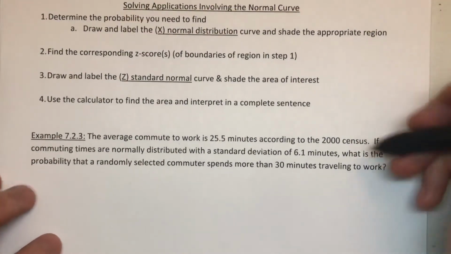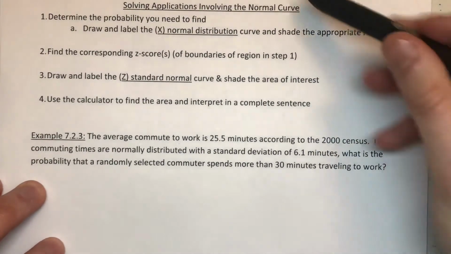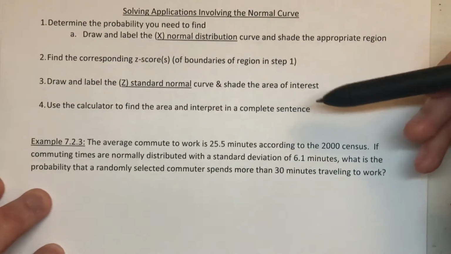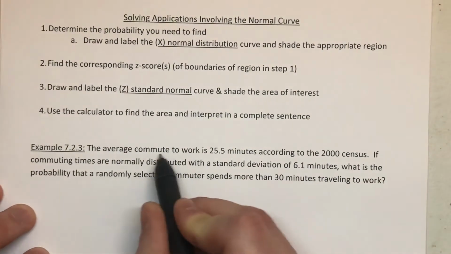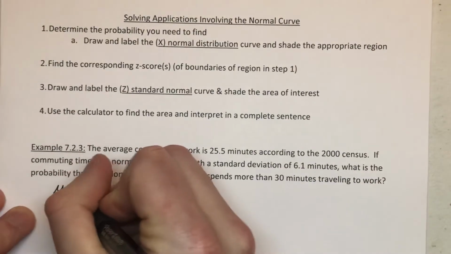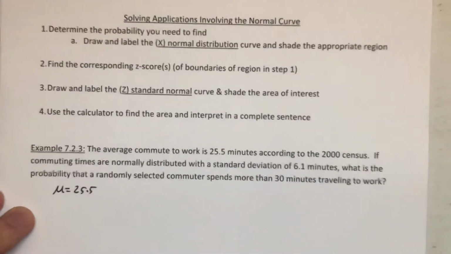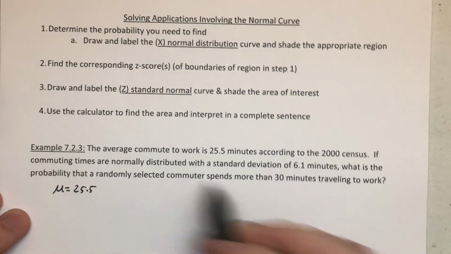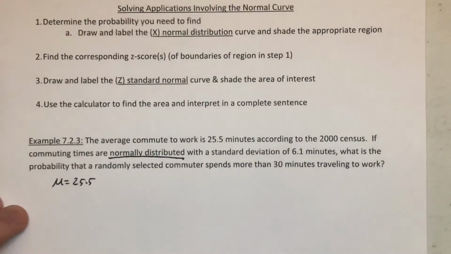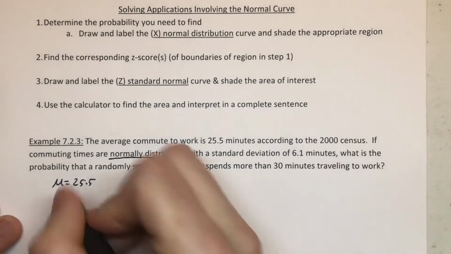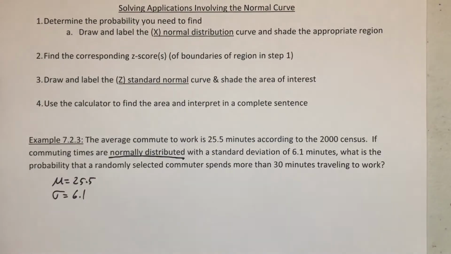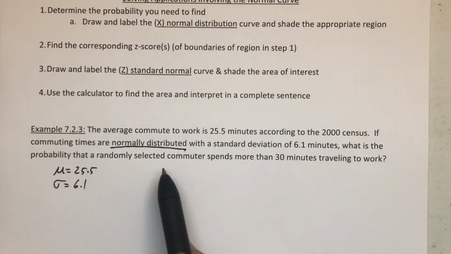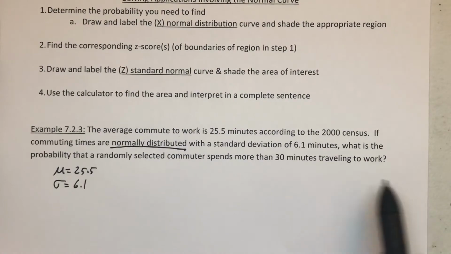Okay, we want to break that information down. Something that's not actually even in the steps, but I like to do anyway, is just pull out the really important things and identify them. The average commute is 25.5, so mu, in this case, is 25.5. I will point out we do need to know we have a bell-shaped normal curve. Then the standard deviation of 6.1, so sigma is 6.1. Those are both very important. Now the question: what's the probability a randomly selected commuter spends more than 30 minutes traveling to work?